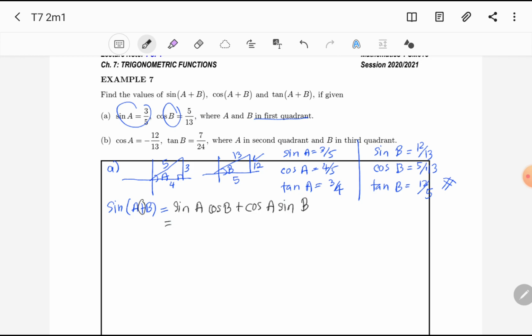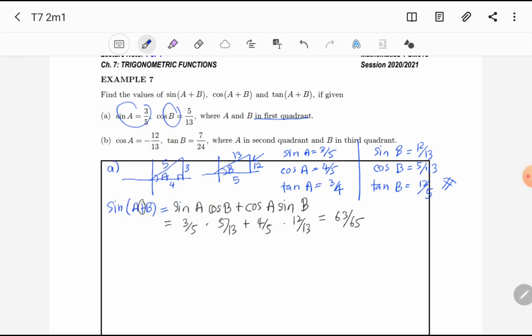So, we substitute all the numbers yang kita dah dapat daripada diagram. So, kita akan ada sin A 3/5 times cos B 5/13 plus, okay, cos A 4/5 times sin B 12/13. So, dapatlah 63 over 65. Okay, next pula.